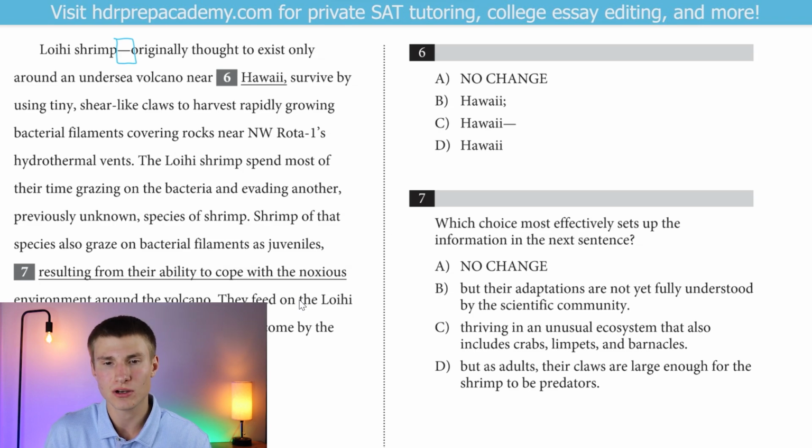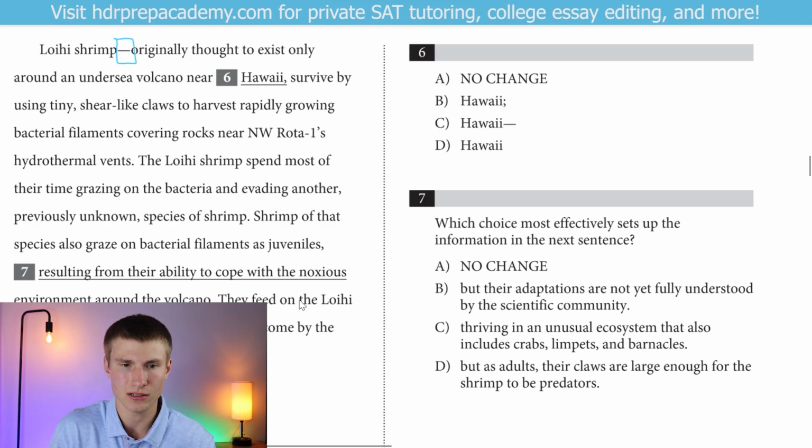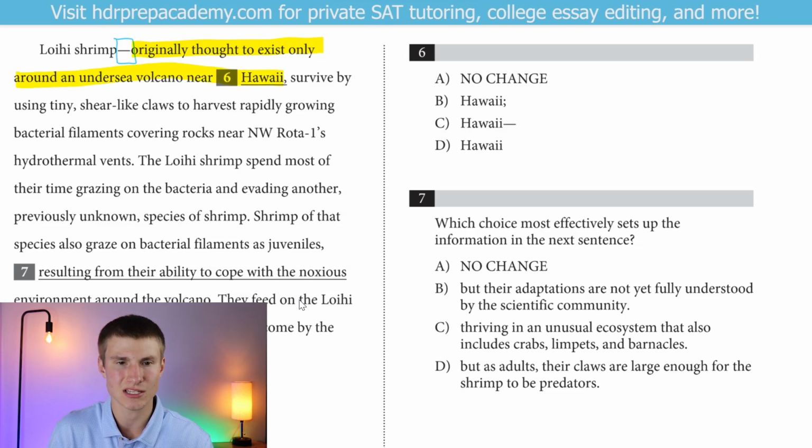How do we know that? Well, if we took out everything that I'm going to highlight here, so everything between the M dash and whatever punctuation we put after Hawaii, the sentence would still make sense. We'd have low-heat shrimp survive by using tiny shear-like claws to harvest rapidly growing bacterial filaments covering rocks near NW1's hydrothermal vents. So as we can see, we could take out everything highlighted there, and we know that we have to have an M dash after Hawaii since that's what we started the non-essential phrase or clause with. Therefore, our answer there has got to be C for number 6.